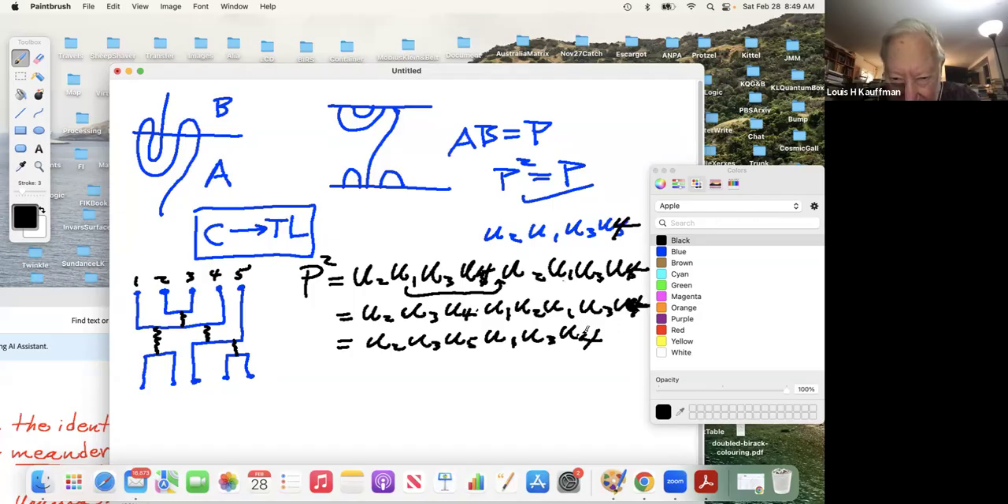Now I'm looking for a simplification of this. But U2, U1, oh, and I kept it. U2, U1, U1. U1, U2, U1 is just U1, and here we are. And now we're looking for another simplification.